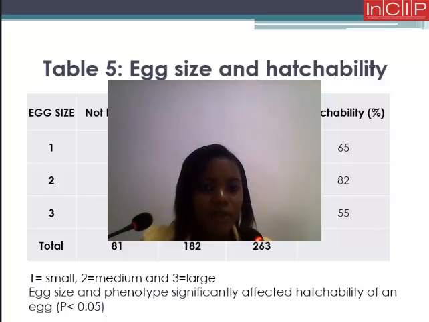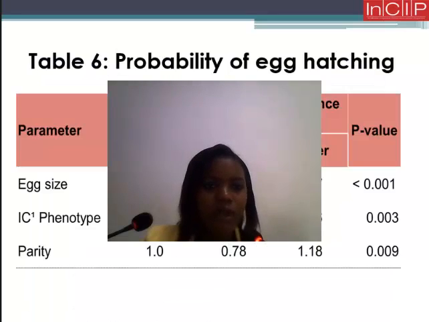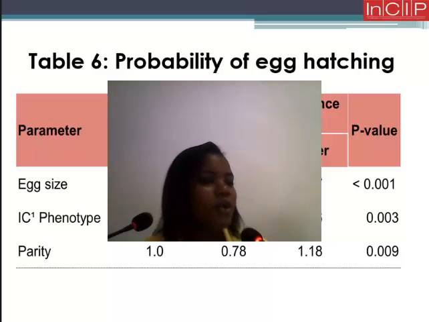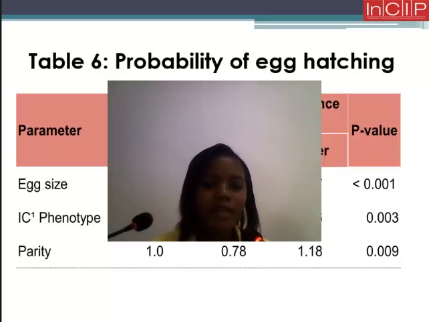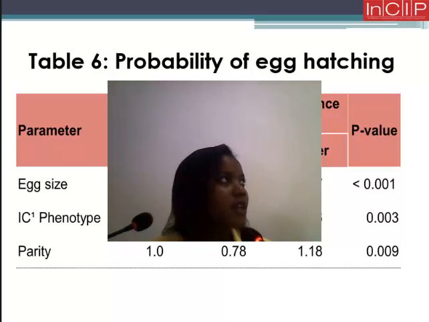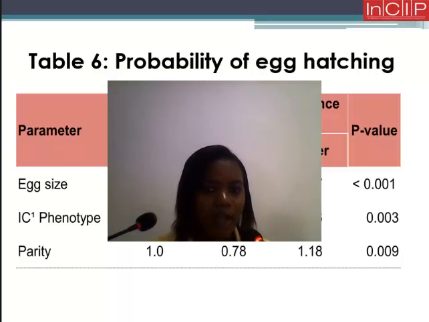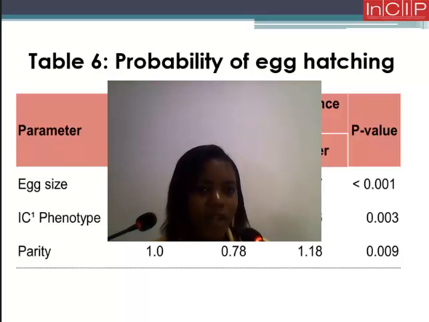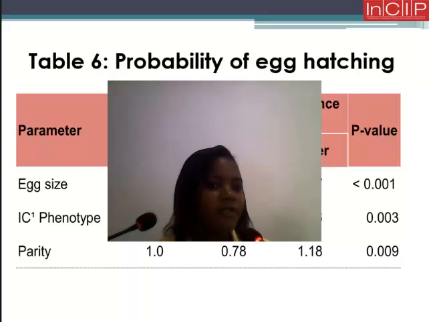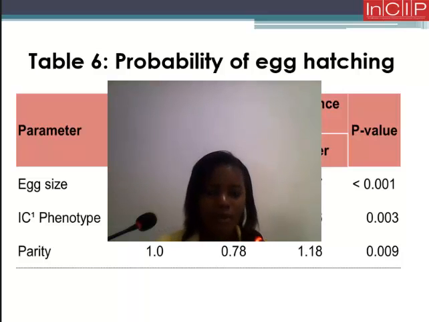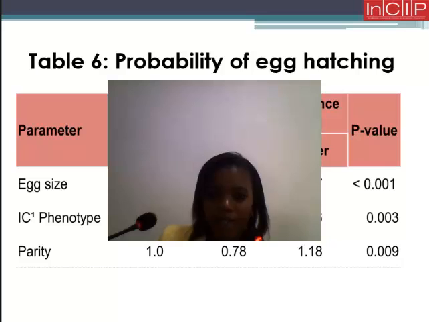So egg size and phenotype significantly affected hatchability of an egg, as the p-value was less than 0.05. This table is used to predict the probability that an egg would hatch. As we can see, the egg size could be used to predict the hatching of an egg, as the p-value was less than 0.001. And phenotype was also used to predict the probability that an egg would hatch, while parity had a 50-50 chance of being used to predict the probability that an egg would hatch.